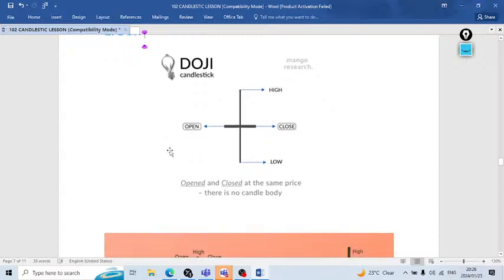So how do you define a Doji candle? A Doji candle has the open and the close at the same price. There is no candlestick body. This is how you know that this is a Doji candle. And we have different types of Doji candles.